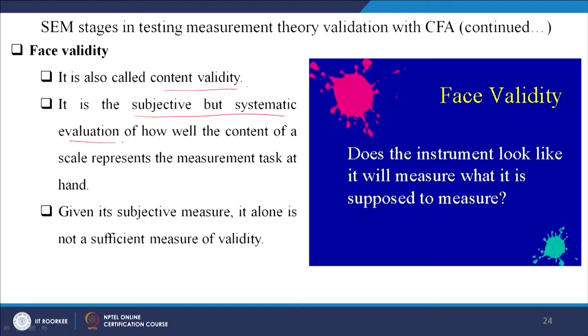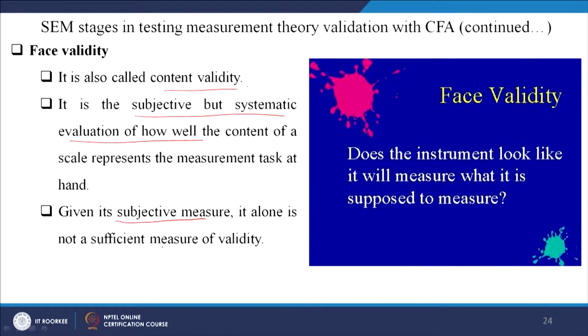So what is this face validity? It is also called content validity. It is a subjective but systematic evaluation of how well the content of a scale represents the measurement task at hand. That means, suppose you have made a questionnaire with several indicators as part of your study. Whether these questions that you have asked actually represent the objective of your study, yes or no. How will you do that? Maybe you will have to take the opinion of experts from that area and check whether what you are doing is correct or not. So it is subjective.